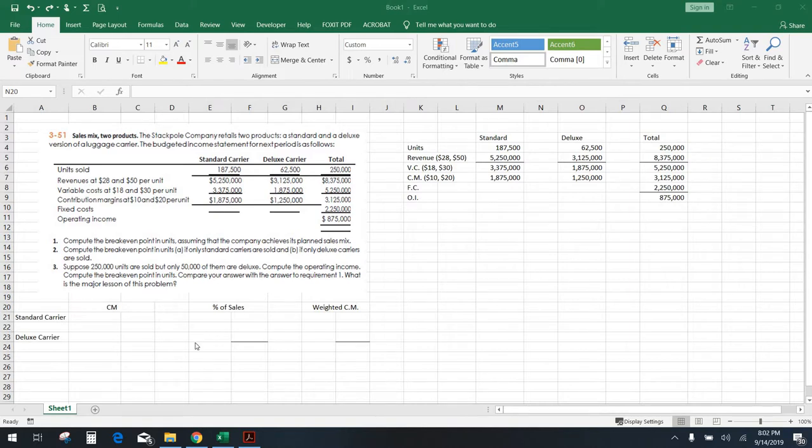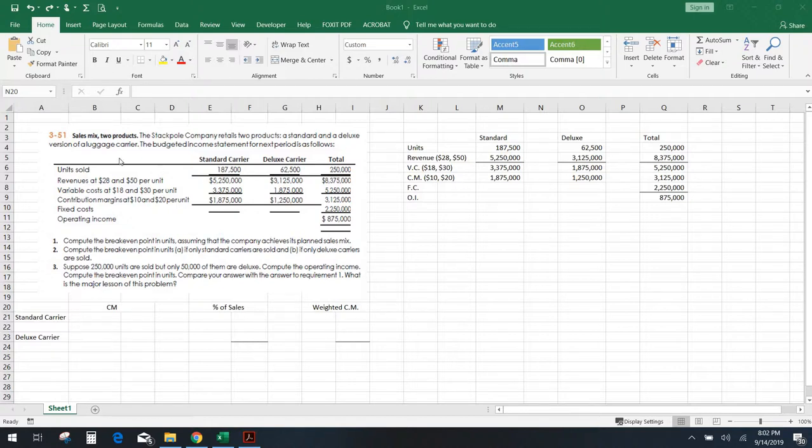Hey guys, I'm going to do one of these contribution margin problems. It's a contribution margin with a sales mix. This is problem 351. It's on page 105 in the book. It was a homework problem. We didn't go over it in class, but we went over similar problems in class, so I feel pretty confident about solving this one. And I think something similar will probably show up on the test, so let's just go through it.